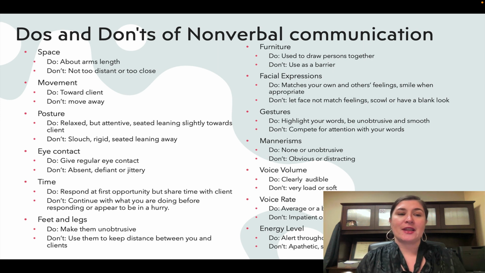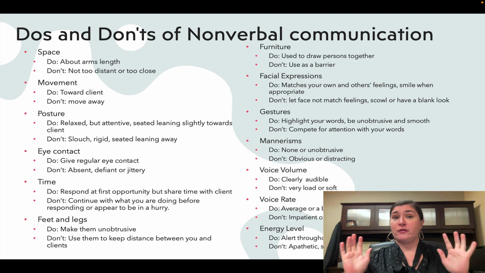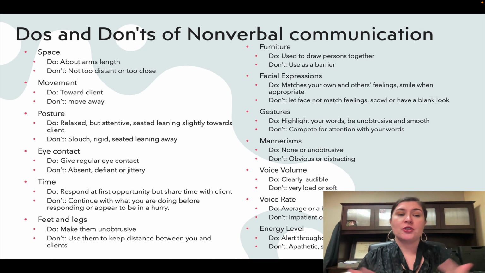One example is space. You want to be about an arm's length away from your client when you're interviewing them. You don't want to be too distant from them, and you don't want to be too close to make them uncomfortable. You want to move toward the client rather than moving away from them. Your posture should be relaxed but attentive, seated slightly towards the client. You don't want to be slouching or super rigid or leaning away from them.